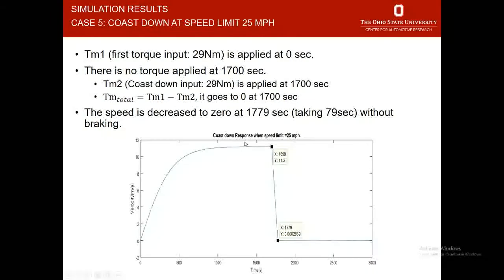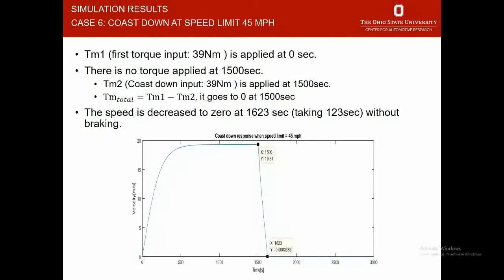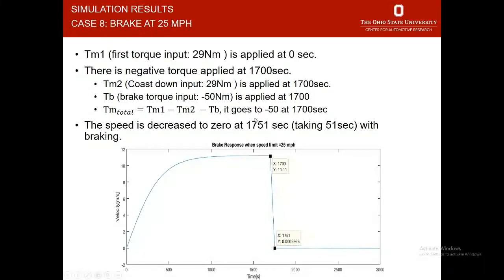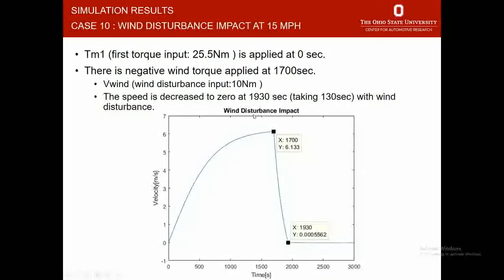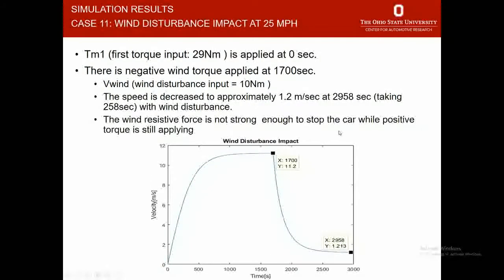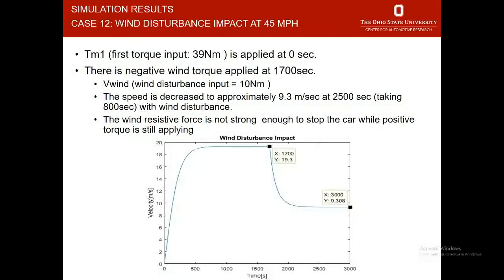We also have coast down for the 3 cases, and we add additional brake force to the model at the 3 speed limits. We can also see the wind disturbance impact: at 15 miles per hour it can stop the car, but it will only slow down the car at 25 miles per hour and 45 miles per hour.